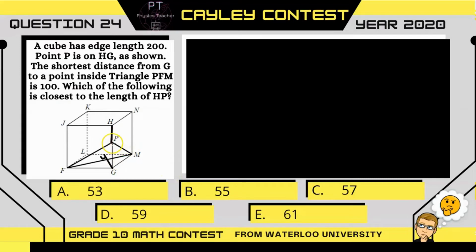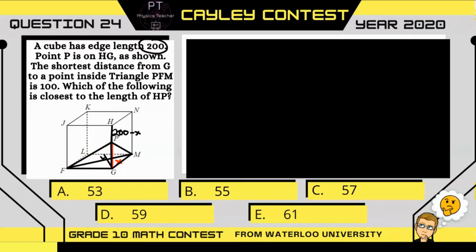All right, so first thing that I'm going to do is I'm going to call this length PG X. And therefore, this length HP would be 200 minus X. And it's 200 minus X because that length of the cube, it says in the question, is 200. Now what we're going to look at is a tetrahedron, and that is a triangle pyramid. It's going to be F, G, M, and P. So visualize that tetrahedron right in there.